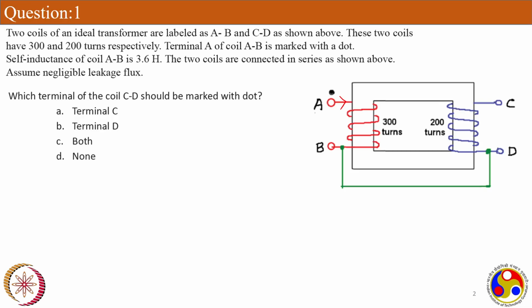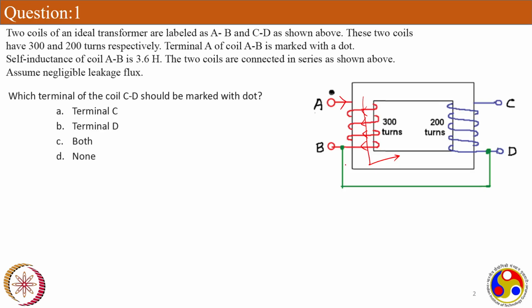So I have flown the current in the coil A. What would be the direction of flux in the coil AB? Is it clockwise or anti-clockwise? Using the right hand thumb rule, you can type it in the chat box, clockwise or anti-clockwise. So current flows like this, right? Current is flowing like this, right hand thumb rule. It would be anti-clockwise.